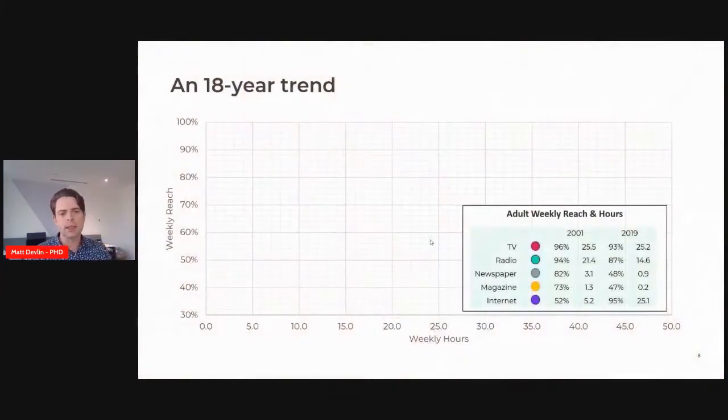So what you're going to see here is a sort of map of Canadian media usage. The vertical axis is the percentage of adults 18 plus who are using a medium in a given week. And then the horizontal axis is the weekly hours. In 2001, ages ago, TV was top medium, 96% reach, 25 hours a week.